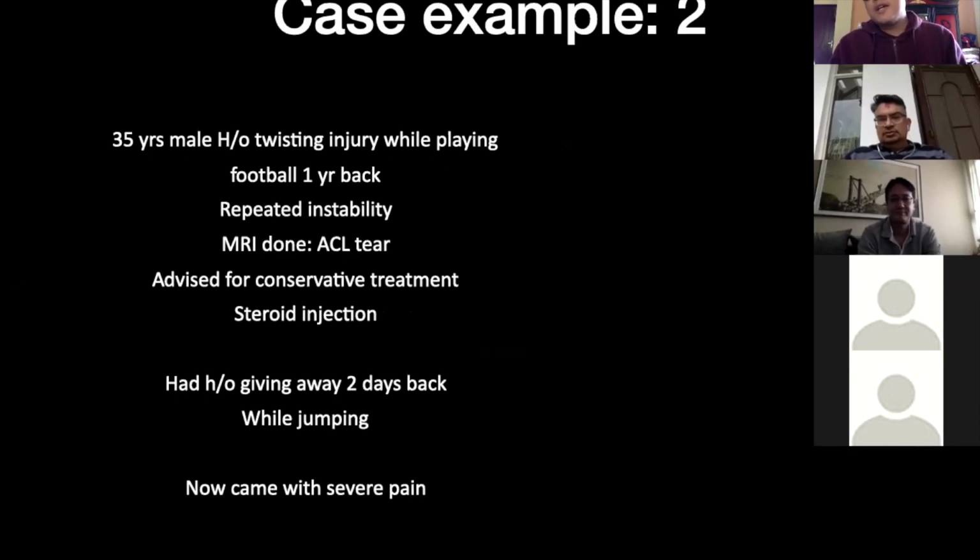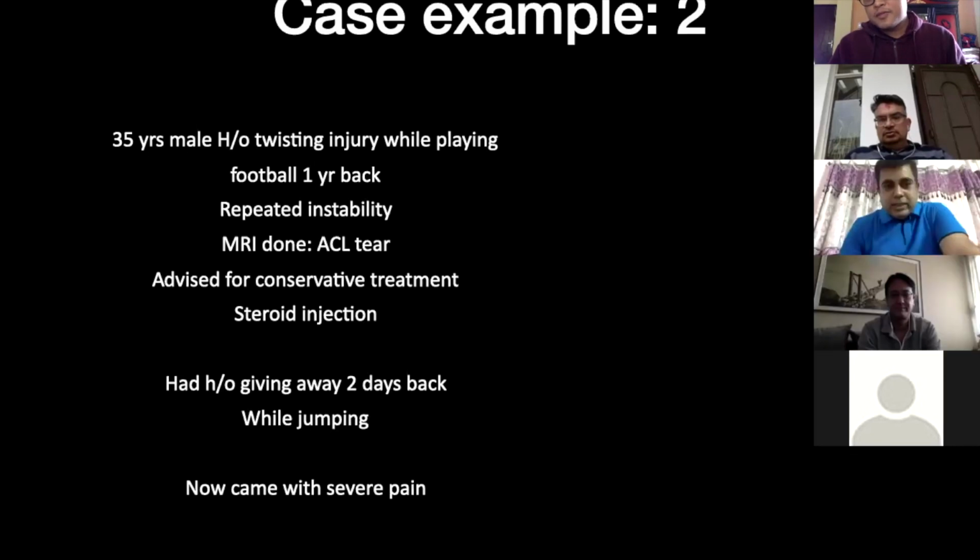And now he came to you with the severe pain. Naveen sir, what is the problem with this case? Probably because of his ACL tear, he was continuing to walk on his unstable knee and continue some rotational forces are going on. And now because of the 2 days back injury, he must have injured his medial meniscus, and that led to the severe pain. Probably bucket handle tear might be one of the case. So that was wrong with his knee.